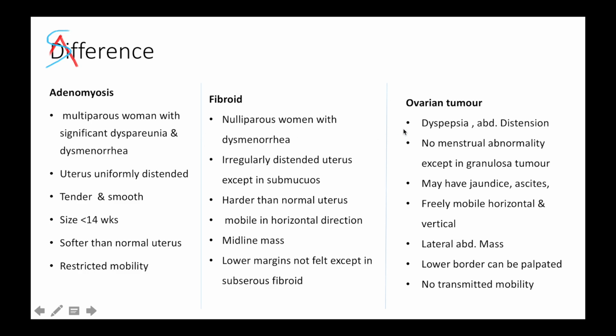Generally, you can differentiate with their history. On examination, adenomyosis would be tender and uniformly distended, but a fibroid will be harder compared to the normal uterus. It will be irregularly distended and a midline mass. In ovarian malignancy, it will be freely mobile in horizontal and vertical direction. The patient may have a history of jaundice, ascites.